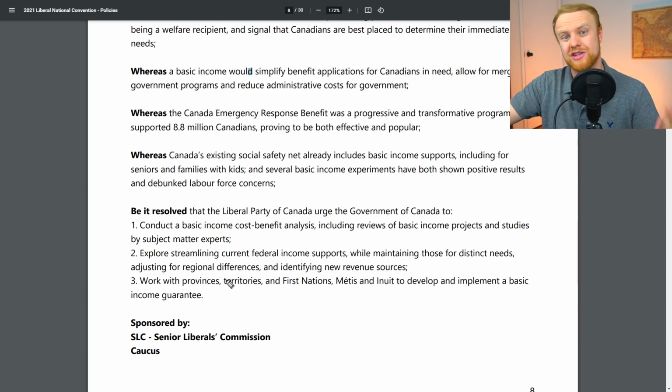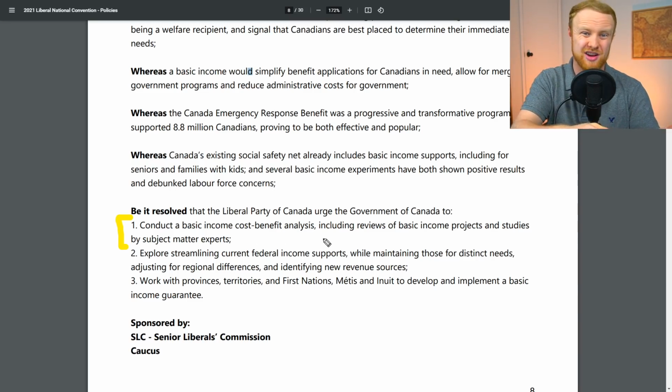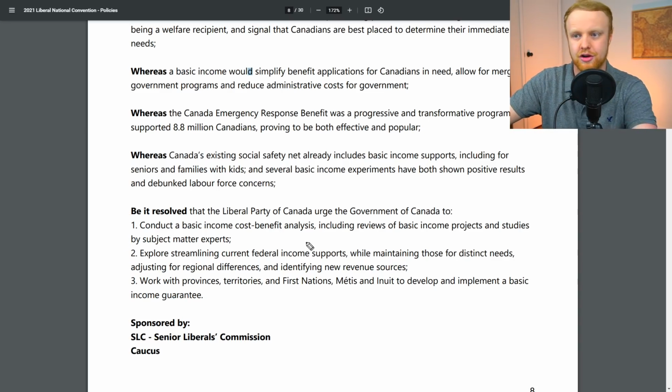Of the 3 resolutions that were voted on, this one was the least progressive because it was really just asking for more research to be done, for them to conduct a basic income cost benefit analysis, do more studies, do more pilot projects, this sort of thing that many people are frustrated with when they're actually looking for something like this to be implemented, not just studied further. But now let's get to the results of this resolution vote.